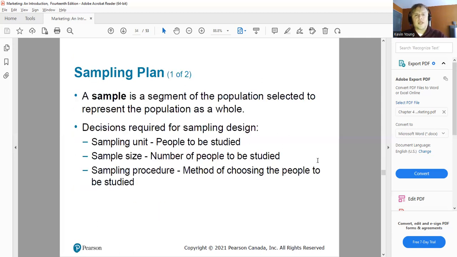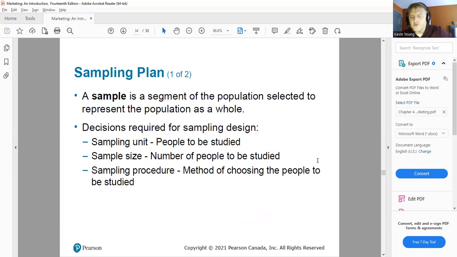So a sampling plan. A sample is a segment of the population selected to represent the population as a whole. And they do this all the time with surveys. Canada has 30 to 35 million people. You can't run a survey of 35 million people.